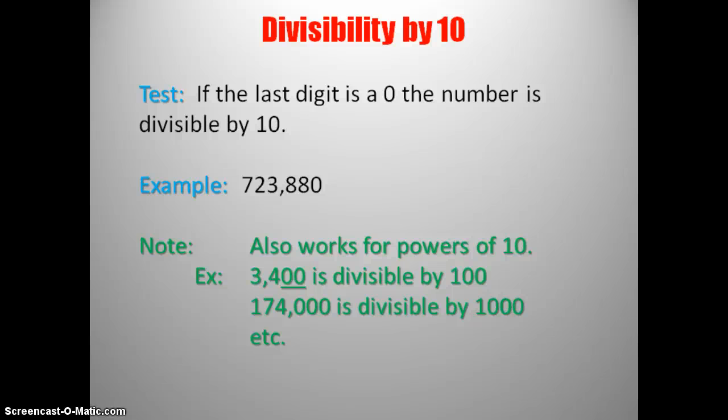Now this also works for any powers of 10: 10, 100, 1,000, 10,000, 100,000, 1,000,000, and so on. You really just want to look to see how many zeros are at the end of that number. So in the example you see here in green, 3,400, since there are 2 zeros at the end, you know it's divisible by 100. And then the number 174,000 ends in 3 zeros, so we know it's divisible by 1,000. That's to say that even though something ends in 3 zeros, we know it's divisible by 1,000, it's automatically divisible by 100 and by 10 as well.